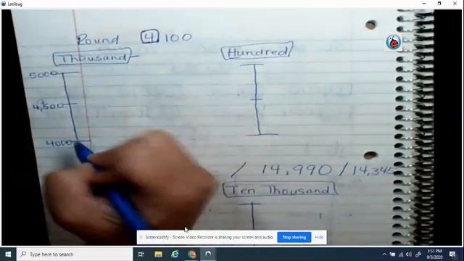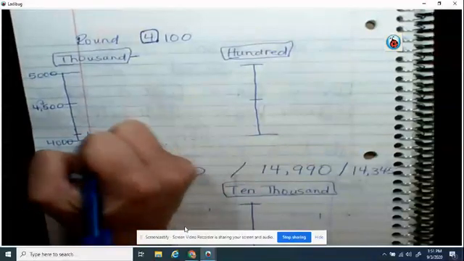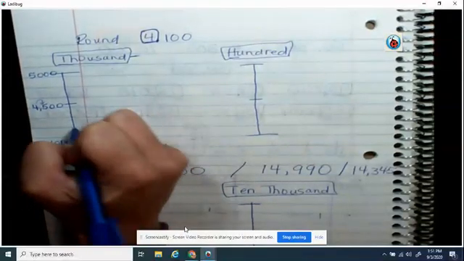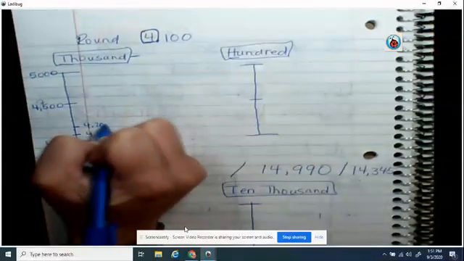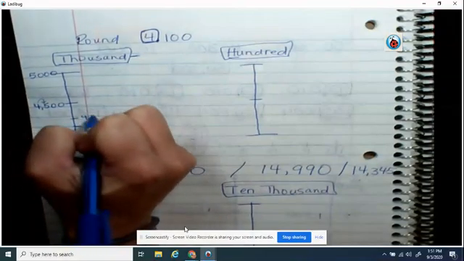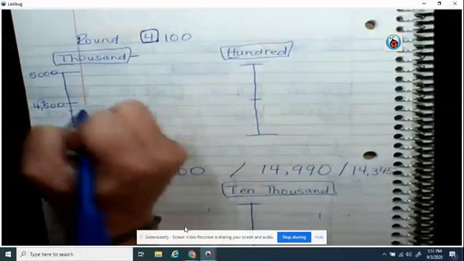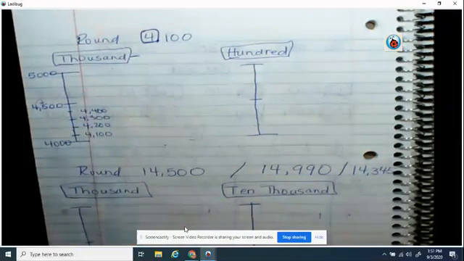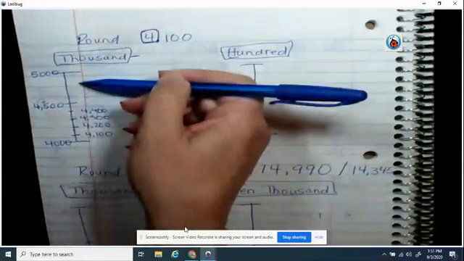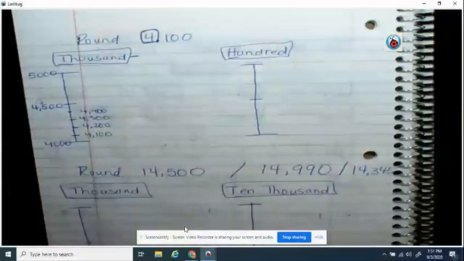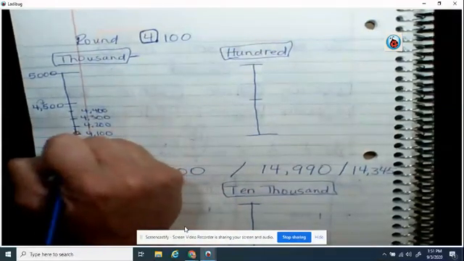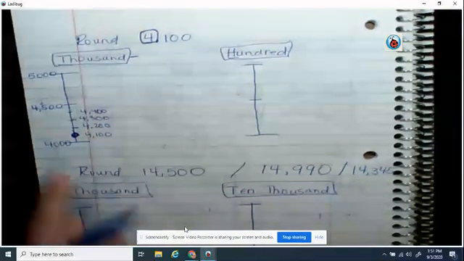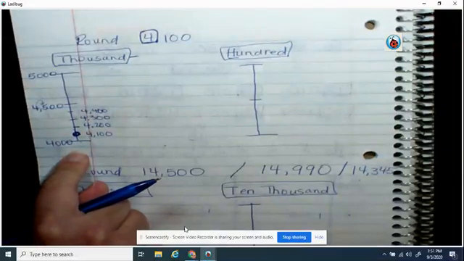So if this is 4,000, this would be 4,100, 4,200, 4,300, 4,400. Okay, and then it'll keep going: 4,500, 600, 700, 800, 900, 5,000. But 41,000 is way down here. It's definitely closer to the 4,000.